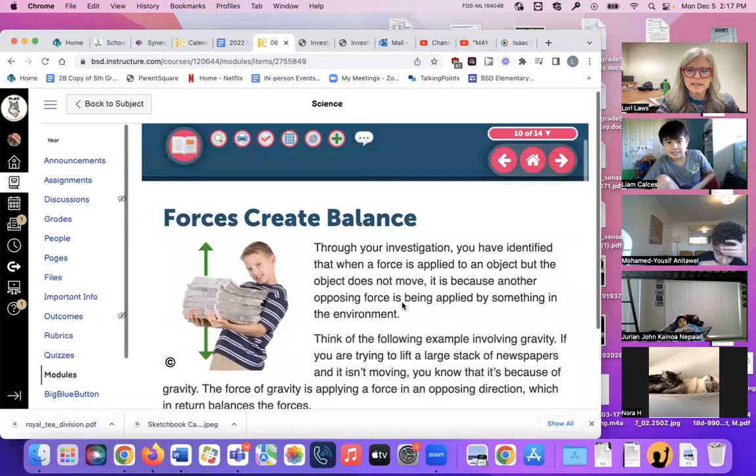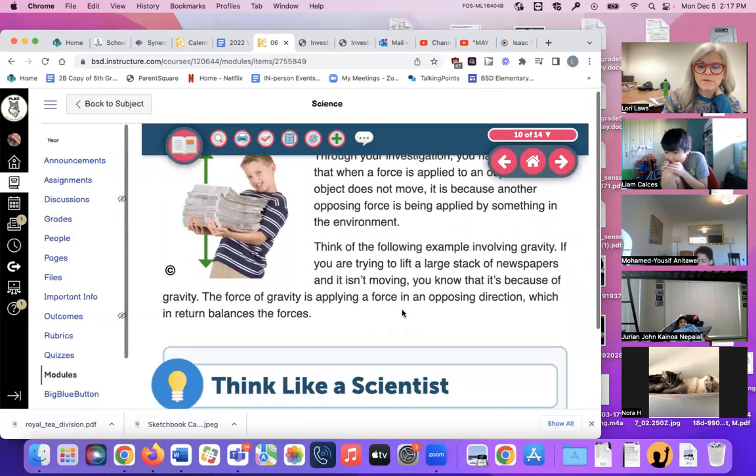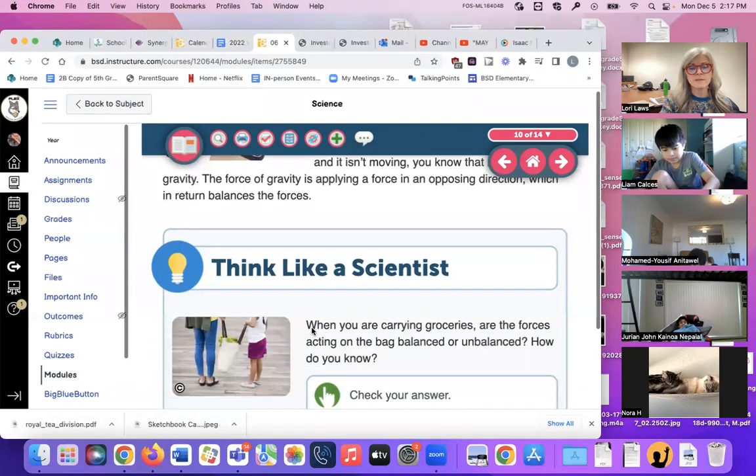Forces create balance. Through your investigation, you've identified that when a force is applied to an object, but the object does not move, it is because another opposing force is being applied by something in the environment. Think of the following example involving gravity. If you're trying to lift a large stack of newspapers and it isn't moving, that's because of gravity. Gravity is applying so much force in the opposing direction that you can't apply enough force to lift it. If you can't lift it, then it's balanced. And if you can lift it, then it's unbalanced.